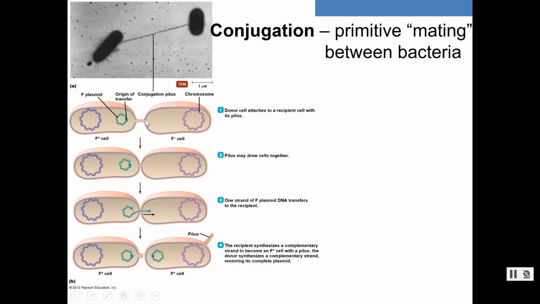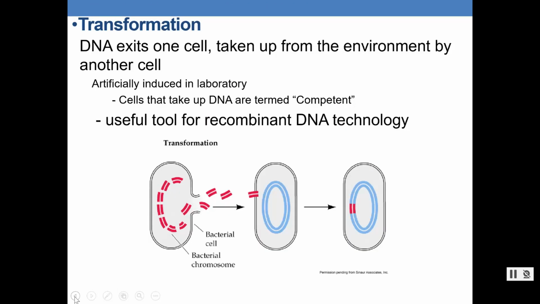I didn't really mention that before, but there actually is some movement in this. When that pilus is formed, it actually brings the cells closer. This process, this crossing over of the plasmid into the new cell, is called conjugation. That is one way we get horizontal gene transfer in prokaryotic cells. All right, so let's go back to the other two.